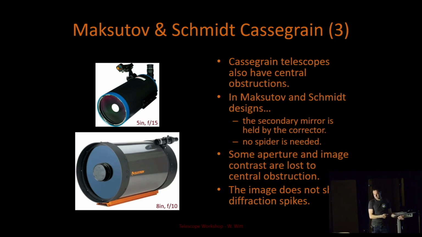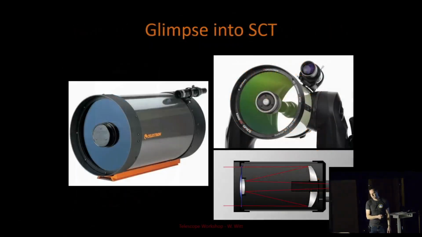So Cassegrains also have central obstructions, and so do Maks. In Maks, the secondary mirror is held by the corrector itself. It's silvered onto it, right? And so you don't need any of those spider vanes, so you don't have diffraction spikes. And again, with central obstruction, you lose some contrast. But even in the SCT, you can see there's no truss that holds the mirror. There's this little mechanism here, but it's in the middle. So again, no diffraction spikes.